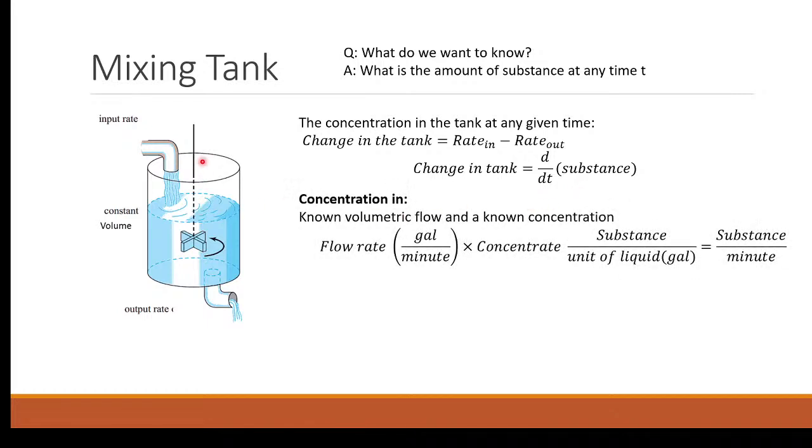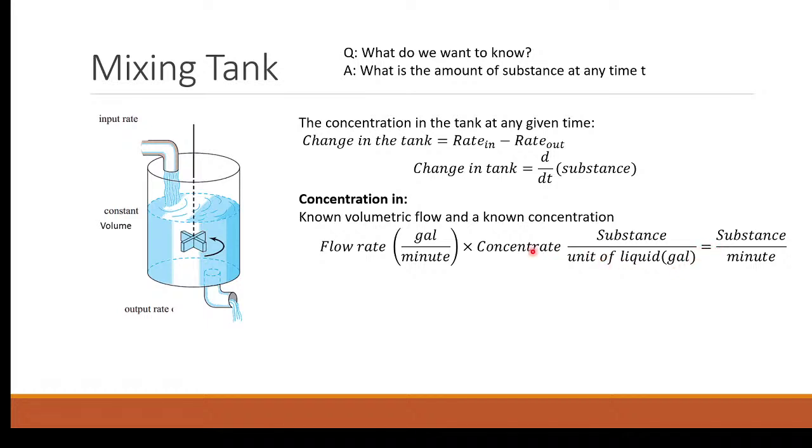We can talk about what's going into the tank. You get the known volumetric flow rate. So we have a known flow rate, in this case gallons per minute. This could also be liters per minute or ounces per second. So some volume per unit of time, times whatever the concentration is: the substance per unit gallon or unit of liquid. In this case gallons, but again, that could also be liters.